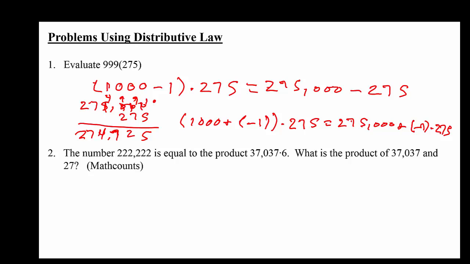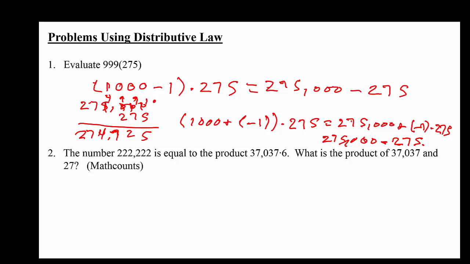I'll just use my definition of subtraction and convert this back to subtraction now. So I can change the sign of addition to subtraction if I take the negation of my negative 1, and that'll just be plus 1. So 275,000, now using my definition of subtraction, I can write that as minus 275 times 1, which is just 275. So reconverting this back, we do see that we can use the distributive law with subtraction as well.